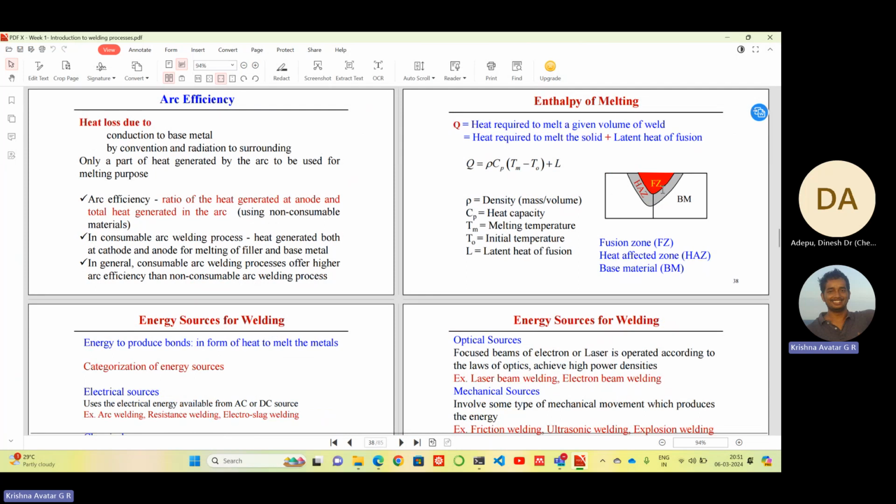So you see there is something known as the fusion zone. In this case, whatever melting takes place, this region is at the highest temperatures. Then we have the heat affected zone, which will be the neighboring region. Say this is the BM, the base material, or we can also call it the workpiece. So it's the material onto which the welding is carried out.